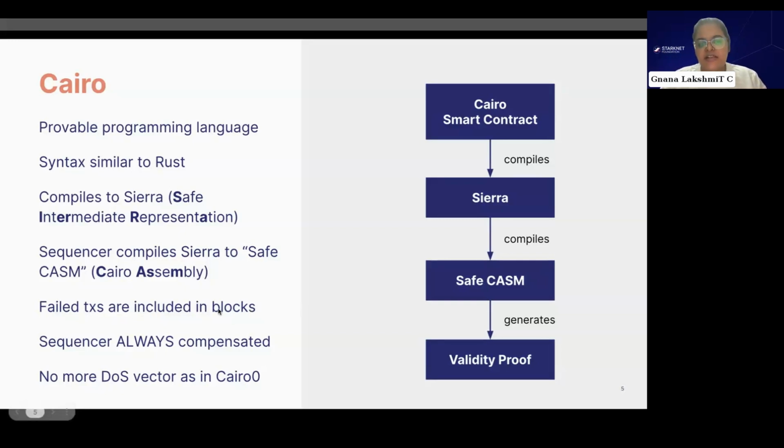And because the failed transactions are added, the sequencer is always compensated. So you can't actually attack the sequencer and keep it bogged down. And we don't see the DOS vector as we used to see in Cairo 0. So you don't have to worry about Cairo 0.